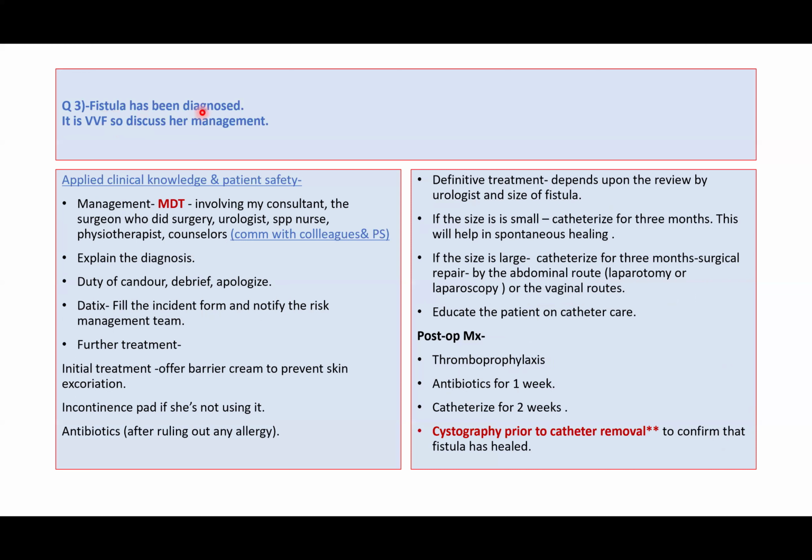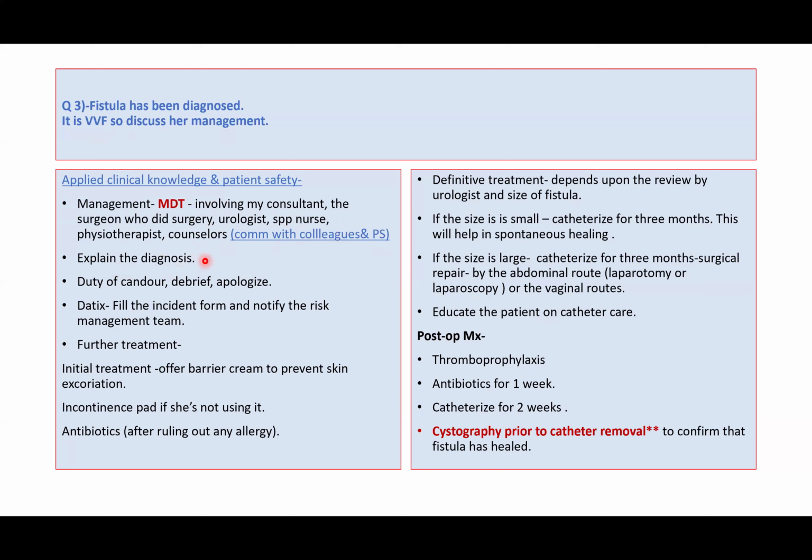Now, fistula has been diagnosed. So this is VVF. So discuss her management. Regarding the management, it's going to be the multidisciplinary team care involving my consultant, the surgeon who did surgery, urologist, specialist nurse, physiotherapist, counselors. So this is your communication with colleagues, 2 by 2, if you will name all of them. Communication with colleagues is also your patient safety.